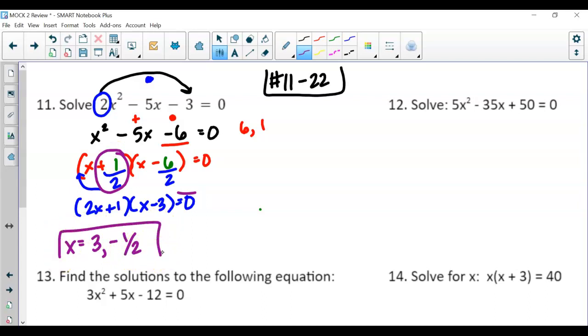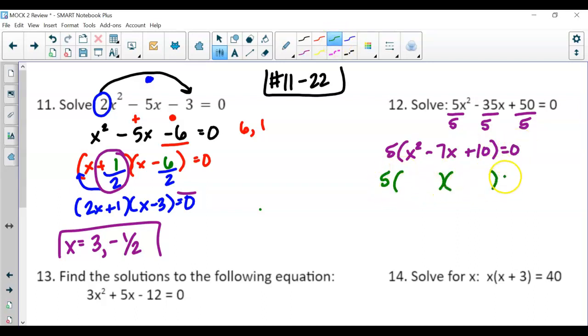Now in number 12, again, we're solving. Do we have a GCF? Yes. You divide everything by 5. So now I've got x squared minus 7x plus 10 is now equal to 0. Now we can factor. Numbers that multiply to get us 10 and add to get us -7.